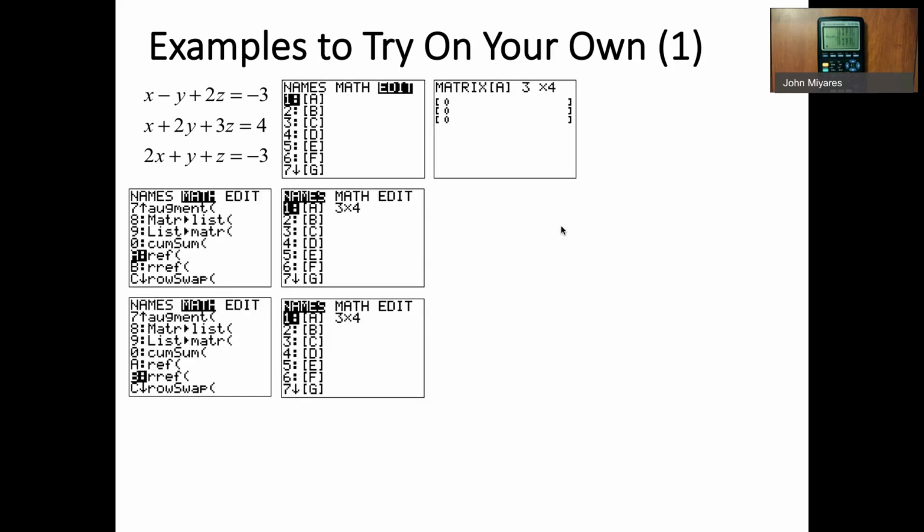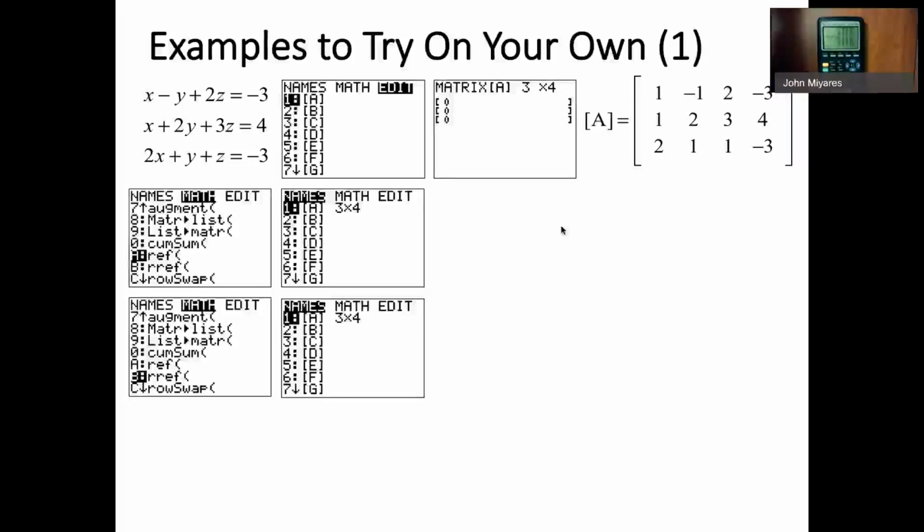So our augmented matrix is going to be a 3 by 4 matrix, and it's going to look like this once I've entered it into matrix A on my calculator. The top row is going to have entries 1, -1, 2, and -3 to represent the equation 1x minus 1y plus 2z equals -3. The second row corresponds to the second equation, 1x plus 2y plus 3z equals 4. And the third row matches up with the third equation, 2x plus 1y plus 1z equals -3.